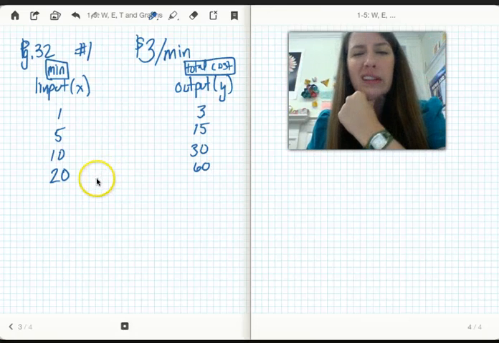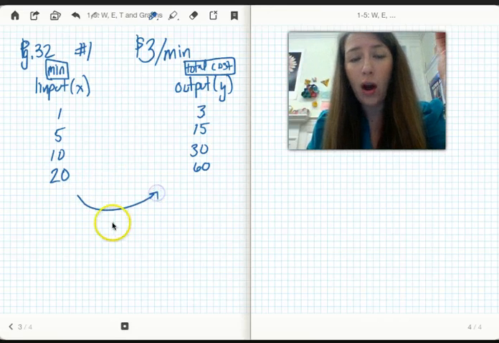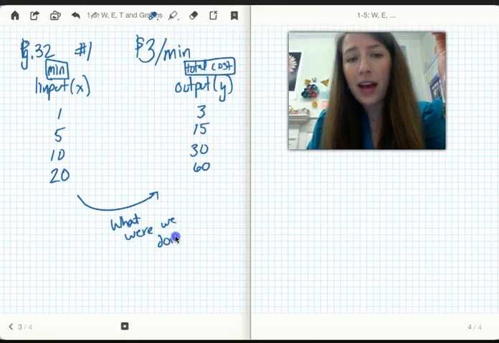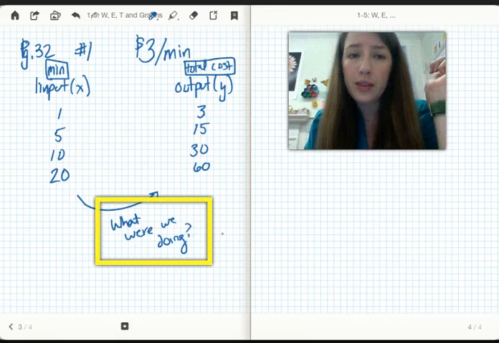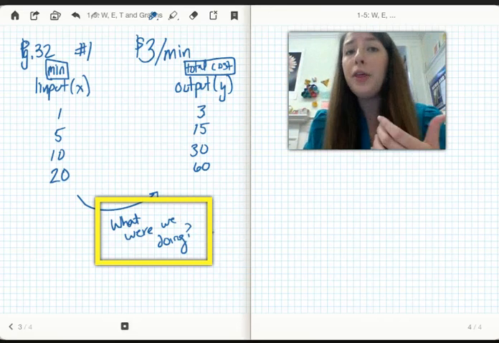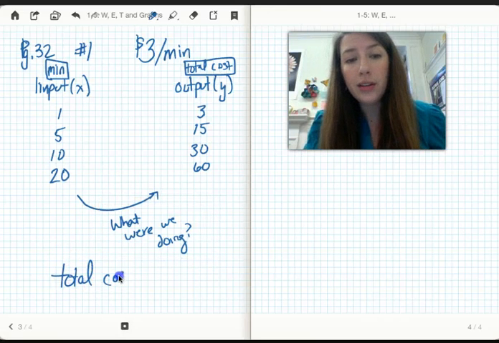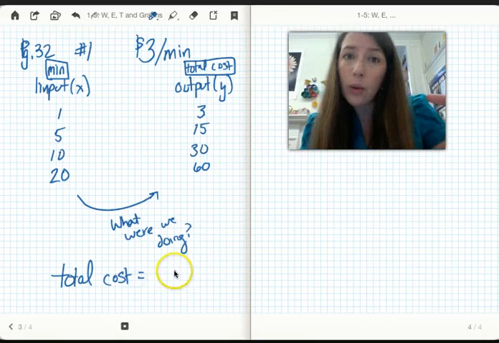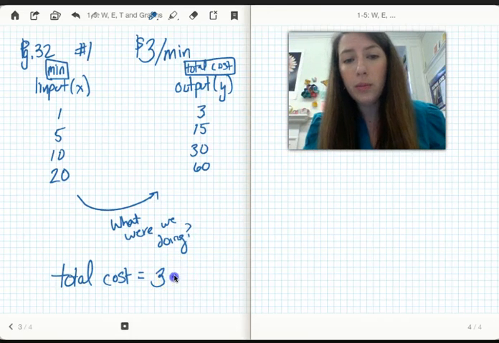So now that we've logically worked through it, we can figure out what it was we were doing to get from X to Y. So what were we doing? And that's going to be our rule. And we're going to write the rule as an equation using X's and Y's. So basically, we were multiplying our number of minutes by 3 to get the total cost. So our total cost was calculated, that's why I'm using the equal sign, by taking 3 and multiplying it by the number of minutes.